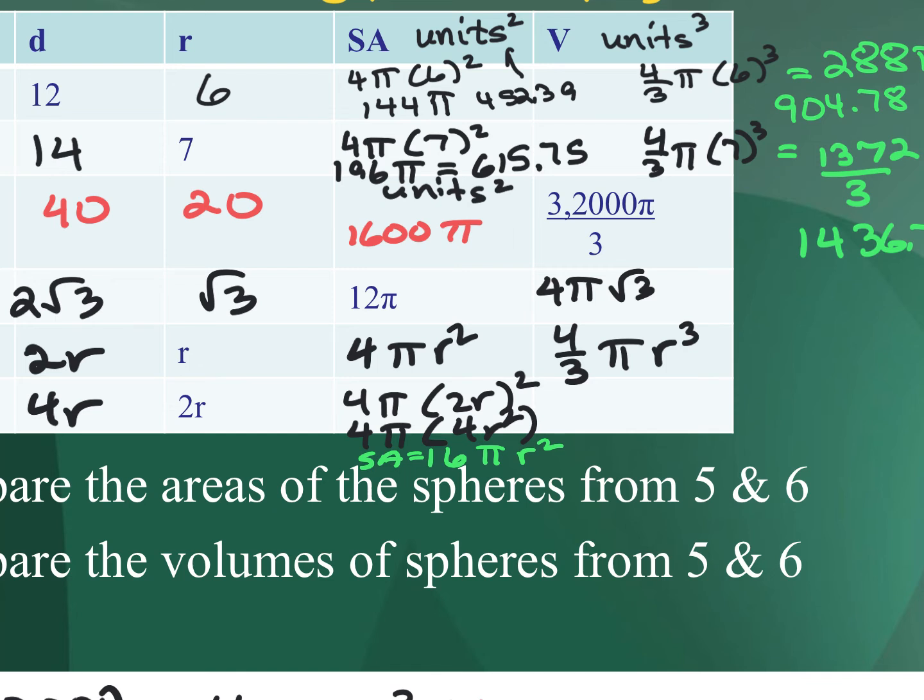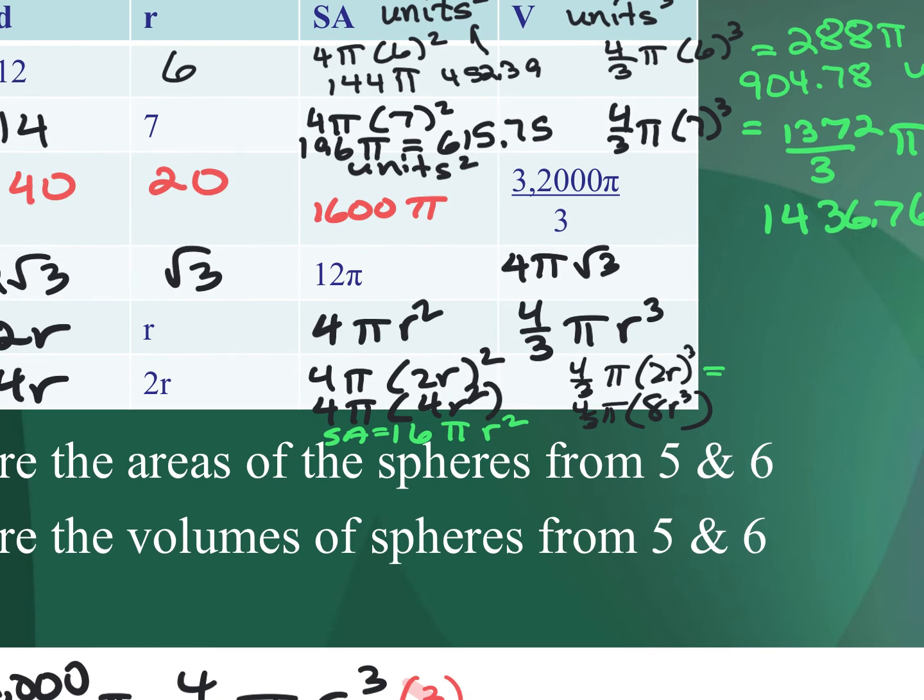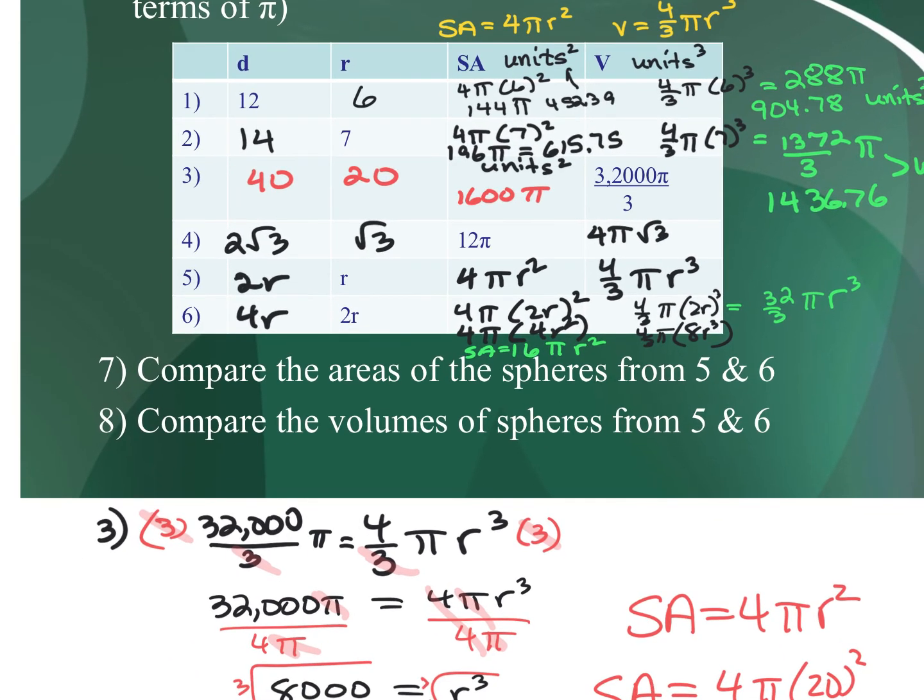And then for the volume, 4/3 pi times (2r) raised to the third power. Once I do this, this becomes 8r to the third times the 4/3 pi. And then once I multiply all that, I get 32 over 3 pi times the radius cubed. Now, it wants me to compare on numbers 7 and 8, the two surface areas on number 7, and then number 8 wants me to compare the two volumes.